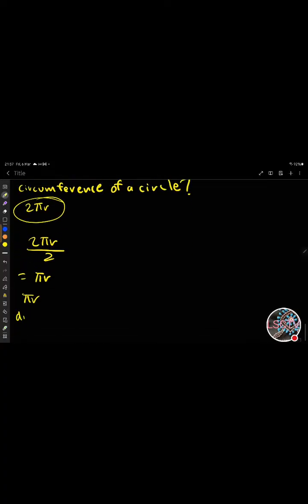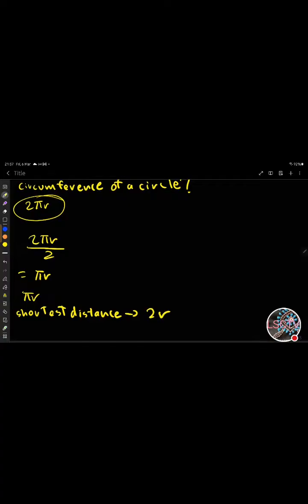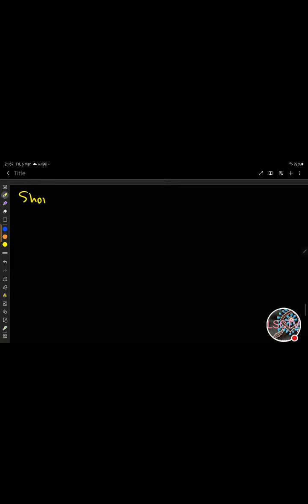So, the shortest distance to reach from point A to point B is, what is it? 2r. Fine. Now, this shortest distance is what is known as displacement. Is the displacement. Fine. Alright.